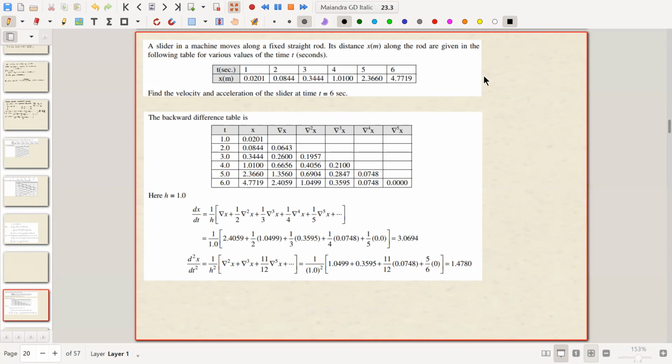This is an applied example. Derivative is like velocity. If x is position, when you take the derivative, it becomes velocity. Take the derivative again, it becomes acceleration. So this is the same question: find the velocity and acceleration of the slide at time t equal to 6. This is a very good real life example, where even if you know how to compute derivatives analytically, if you don't know numerical methods, you can't solve it. This is one of the advantages of knowing numerical methods.